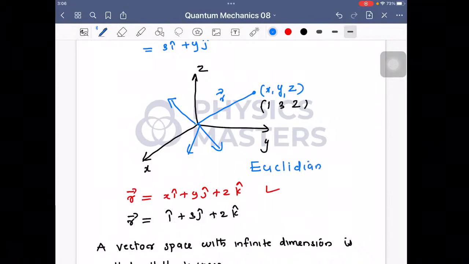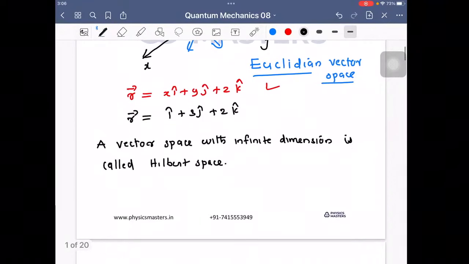Euclidean vector space. Now consider this three-dimensional vector space. In three-dimensional vector space, or we can say a three-dimensional Euclidean space, there are 3 base vectors, i cap, j cap and k cap, 3 base vectors.